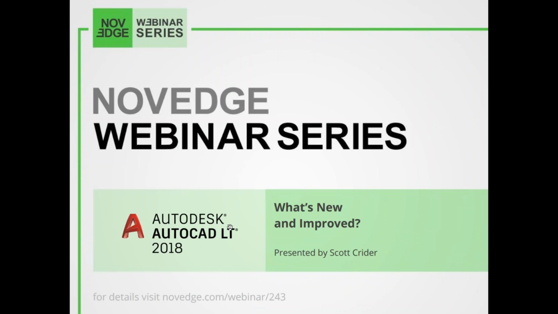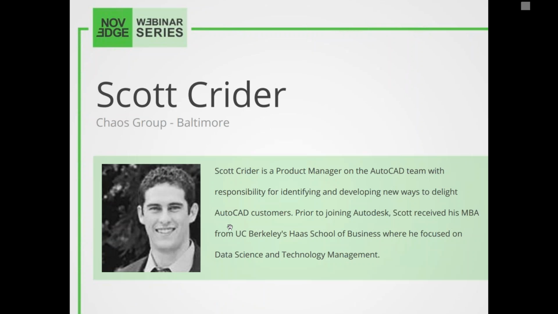In this webinar, you will learn what is new and improved in the AutoCAD LT 2018, including new ways to repair broken external reference paths, maintain large selection sets, and convert text to Mtext. Today's webinar presenter, Scott Crider, is a product manager on the AutoCAD team with responsibility for identifying and developing new ways to delight AutoCAD customers, as you will shortly see.